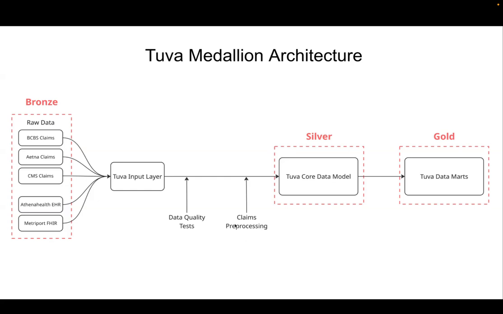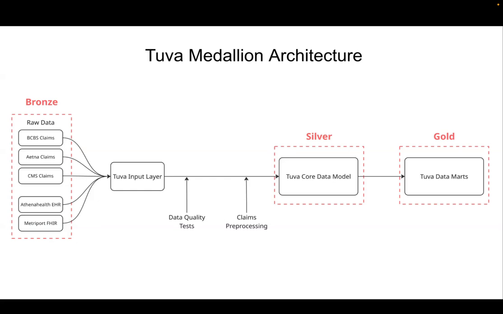And then finally, a member months algorithm will run to produce member months. But all that happens ahead of silver, or ahead of the core data model. And the core data model is really the silver layer from a medallion architecture standpoint in the Tuva project. And then beyond that, all the data marts run. And so really that is the gold layer of the project.